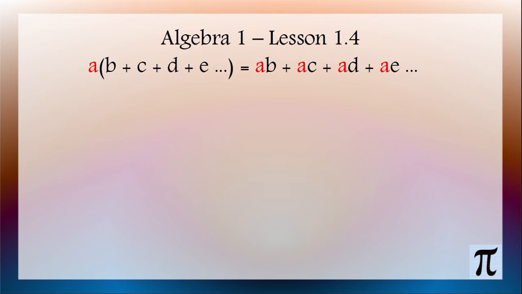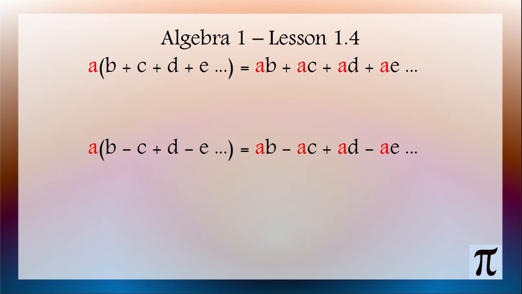Something to keep in note is that it doesn't matter how many items are within the parentheses, you would distribute the outside variable to every single entity. This is also true for subtraction. The sign follows along as you distribute through the parentheses.